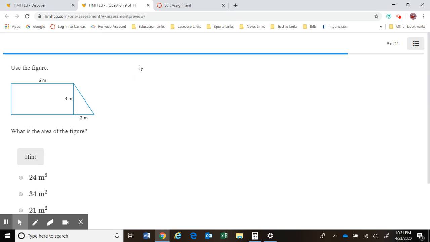Okay, now we've got a composite figure. What's the area of this figure? Okay, so I've got a rectangle here, and we need to find the area of it. So we're going to go length times width to find the area of it, right? 6 and 3. 6 times 3. That's 18. Okay. It's actually 18 square meters.